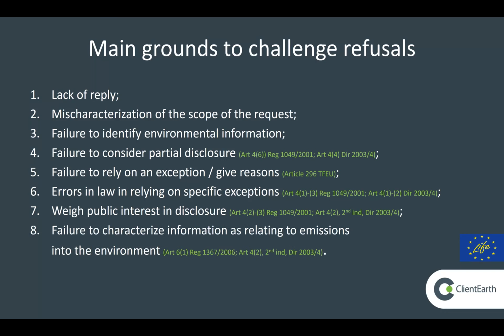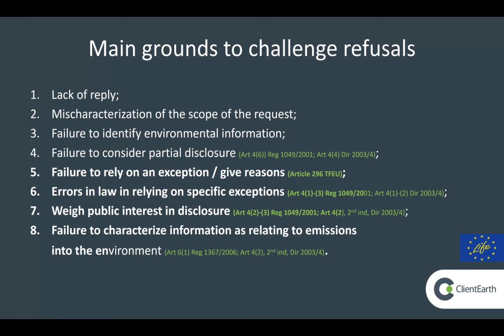And finally, there may be a failure to characterize some of the information as relating to emissions into the environment. So as Anne has already told you, there's a stronger obligation to disclose information related to emissions. Some of the exceptions don't apply. We'll explain that later. So that's another important point. So I will just speak a little bit more about these last four of these points just now in some more detail.